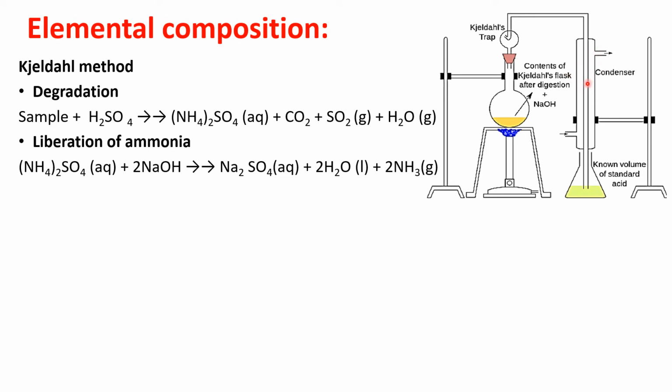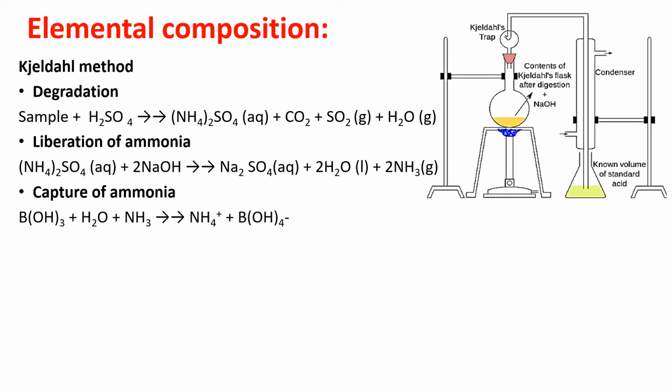Cool water is circulated, so this ammonia which is in vapor form has now been converted to liquid. The liquid ammonia droplets at the end of the condenser are dipped into a solution. Now this yellow colored solution here is of boric acid. In this boric acid, the droplets of ammonia are getting mixed. See the next, capture of ammonia. We are here capturing the released ammonia.